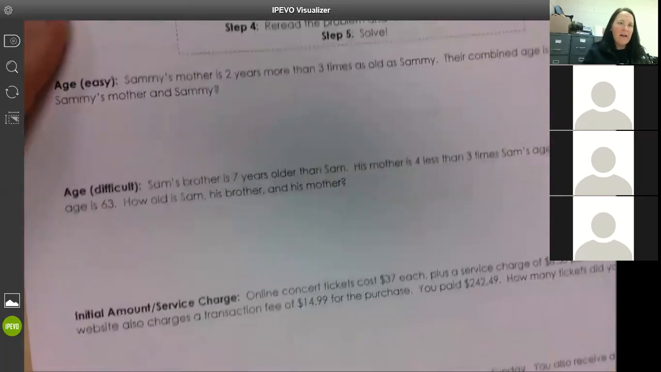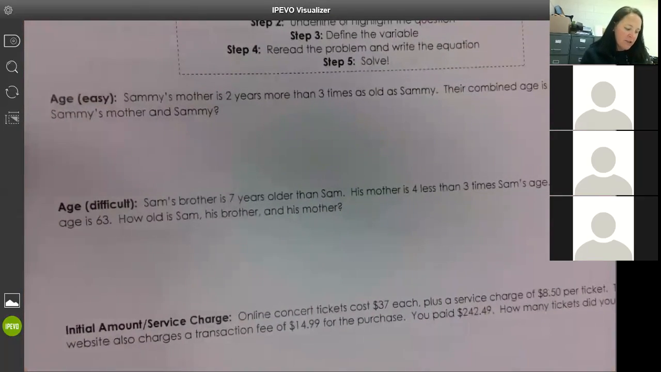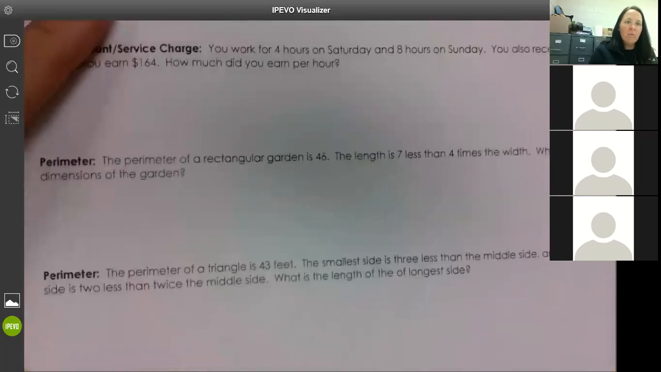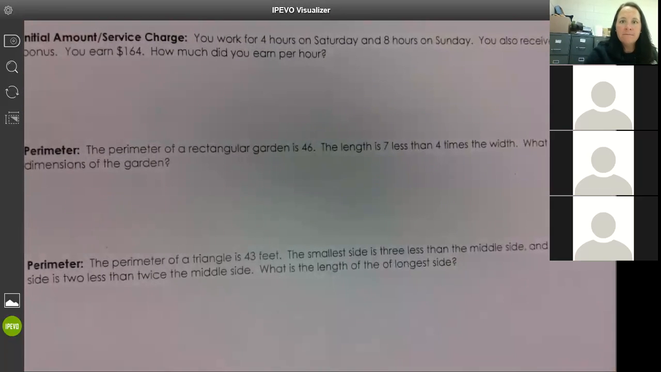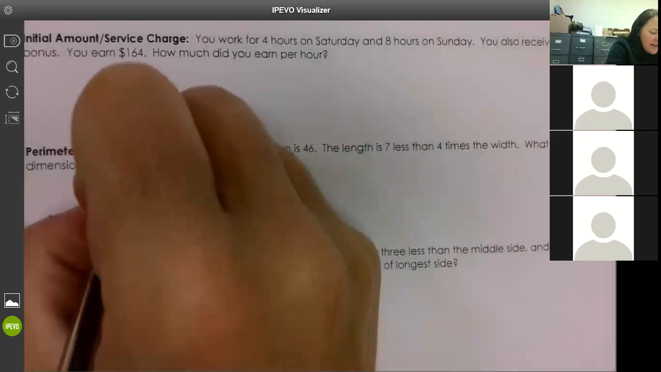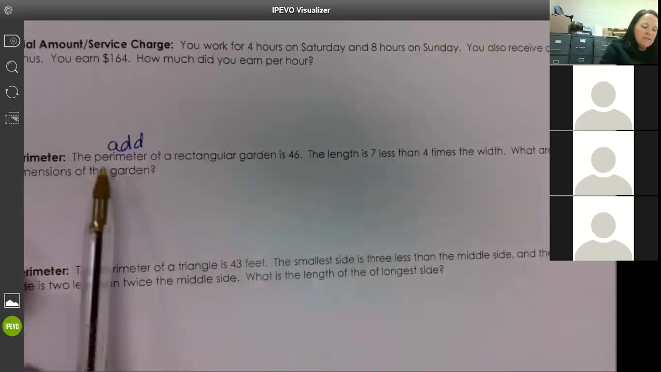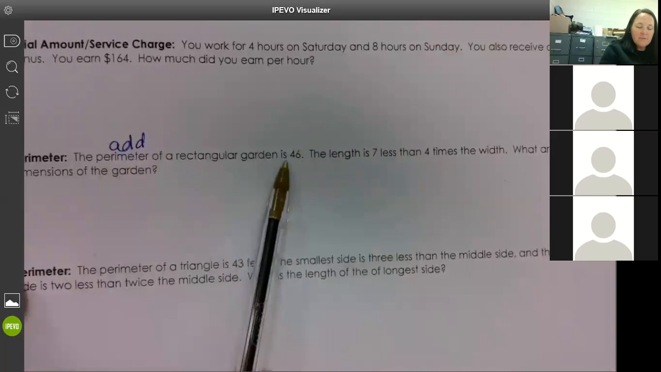So what you'll see is you actually have another page, but I don't like this page at all. The only ones that I like are the perimeter ones at the bottom. So I'm going to set one up, but I'm not going to solve it. What does perimeter mean? The measurement around. So what do you do if they give you those measurements to find the perimeter? You add them all up. Yeah, so this is just add. So this one says the perimeter is 46.